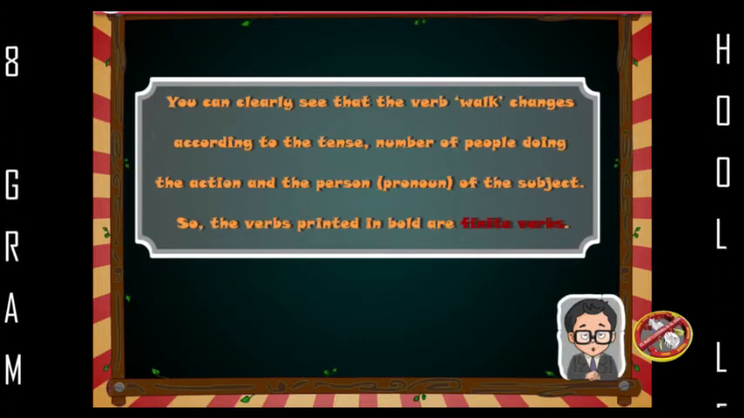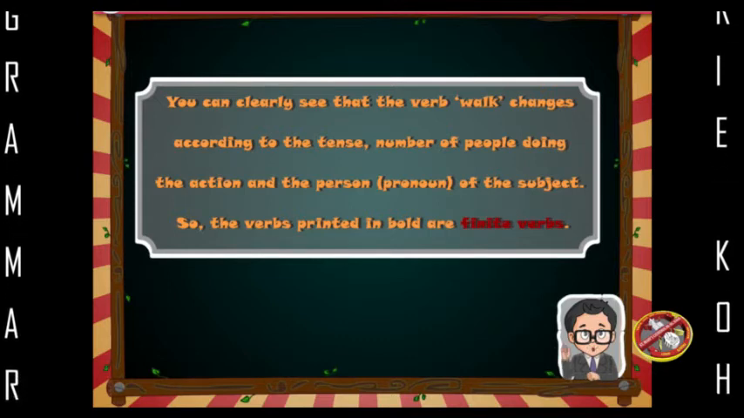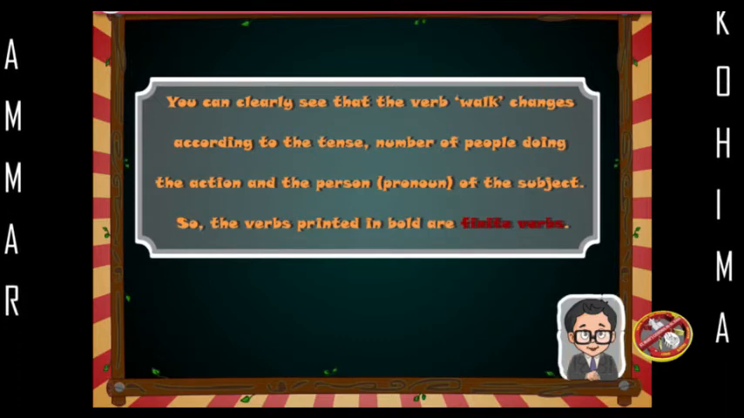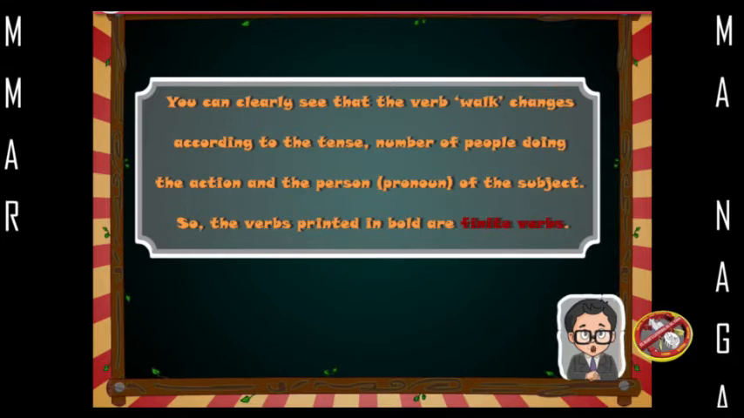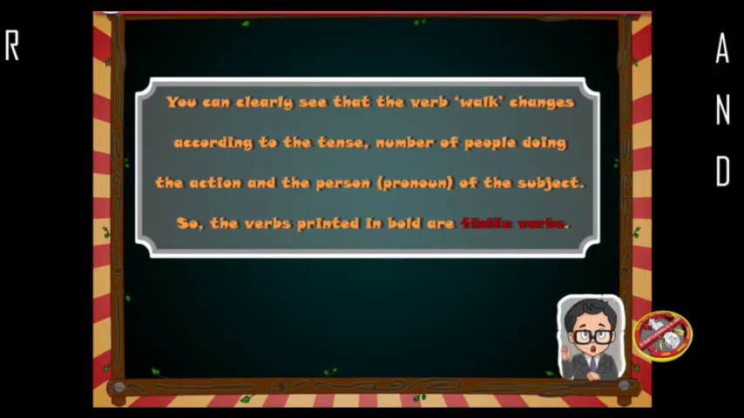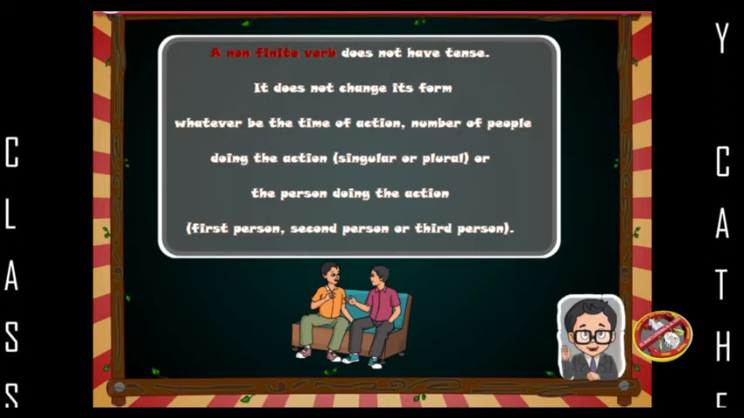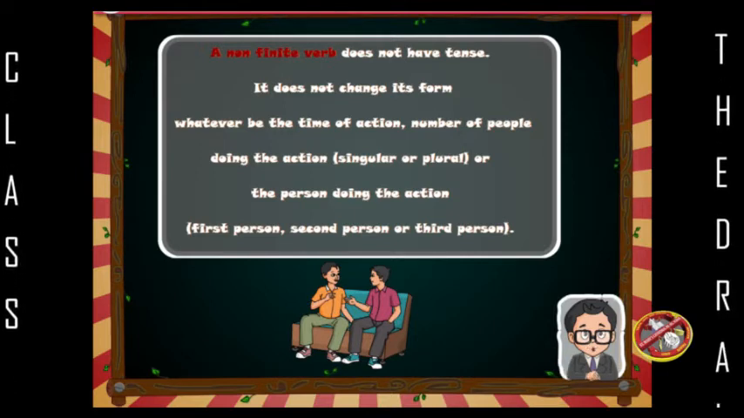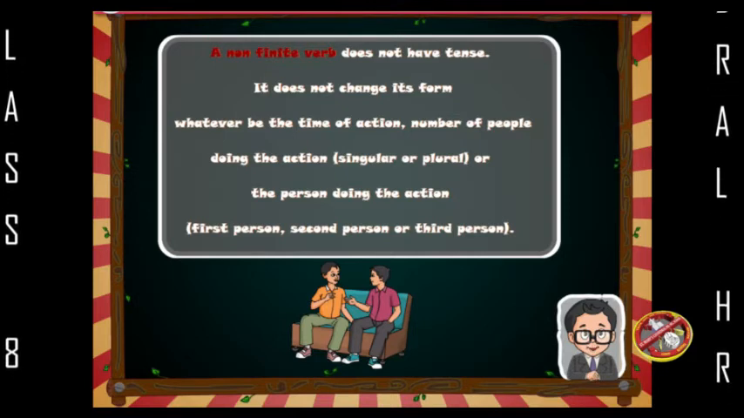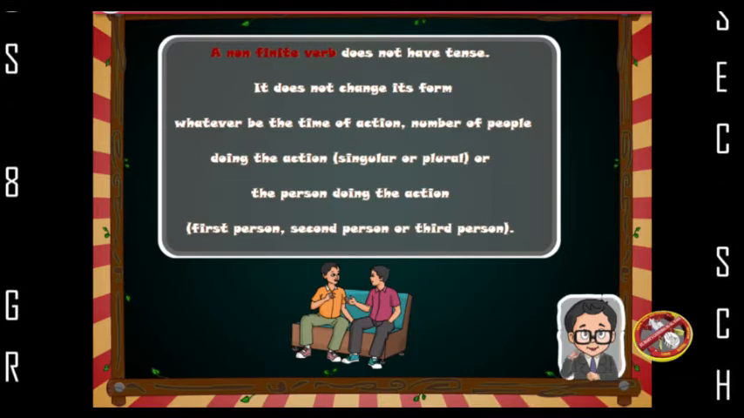You can clearly see that the verb walk changes according to the tense, number of people doing the action, and the person, pronoun of the subject. So the verbs printed in bold are finite verbs. A non-finite verb does not have tense. It does not change its form, whatever be the time of action, number of people doing the action, singular or plural, or the person doing the action, first person, second person, or third person.